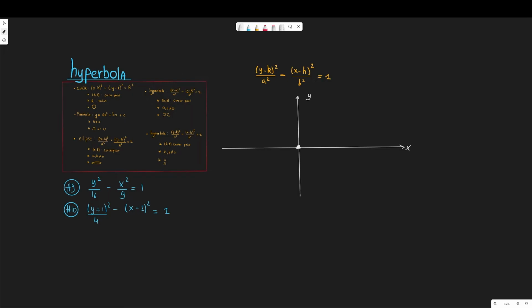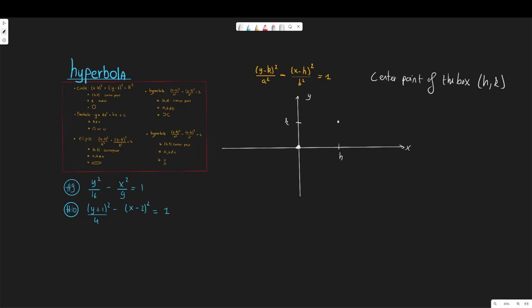Now, how to sketch it? Well, it's just the same procedure as before. So the center point of the box is still h, k for the x and y coordinates. So let's draw a point right over here, which is h, and here it's k.